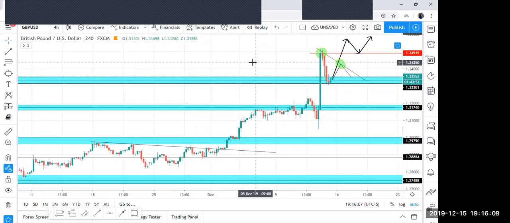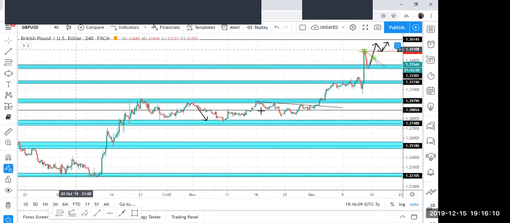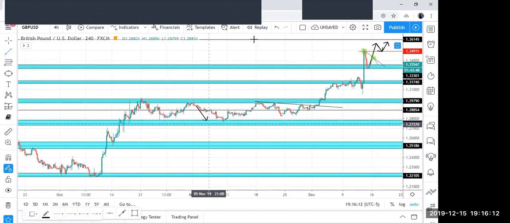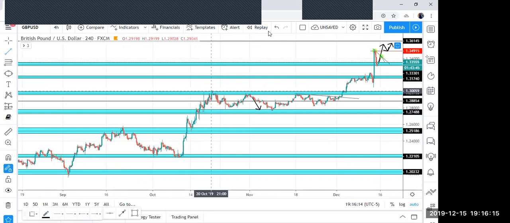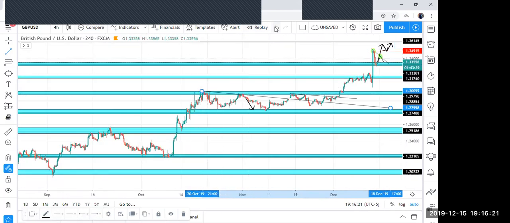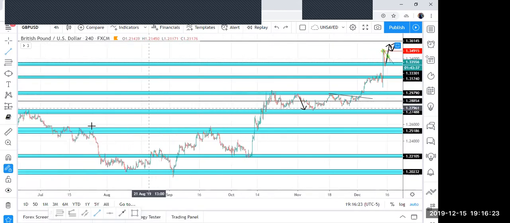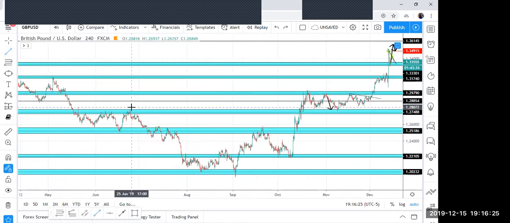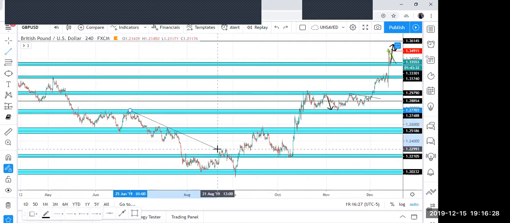Price action, market structure doesn't change. Market structure doesn't change. You want to get a trend line, any pair.